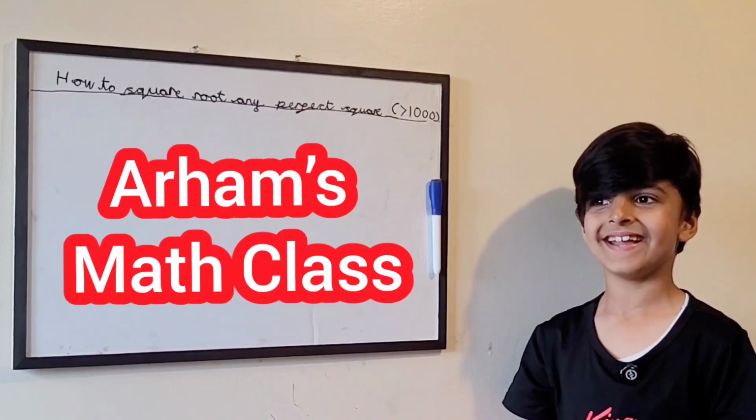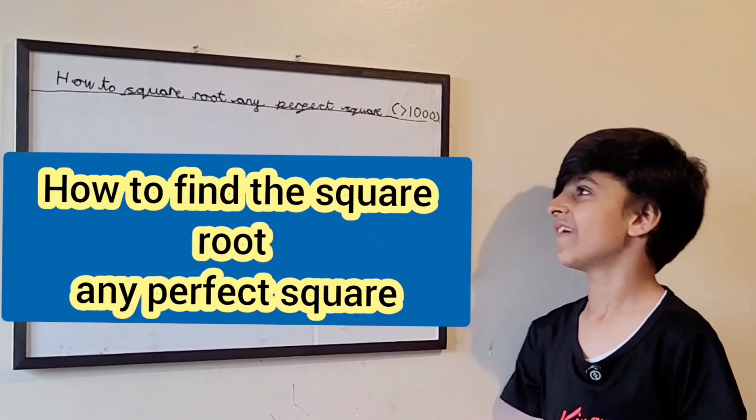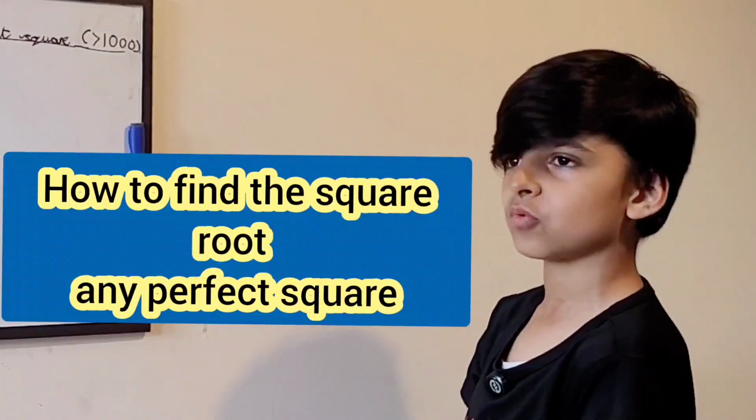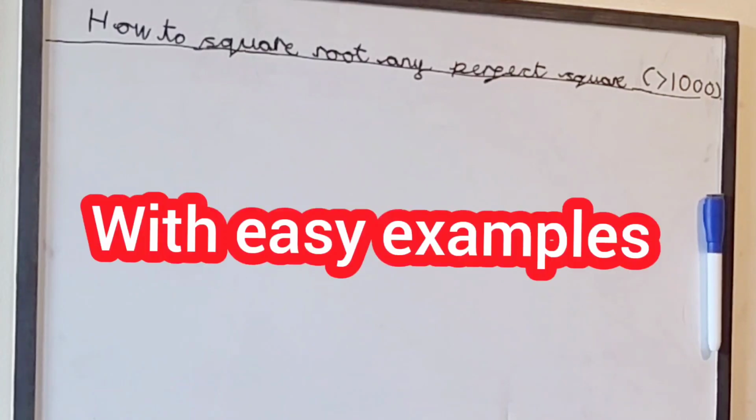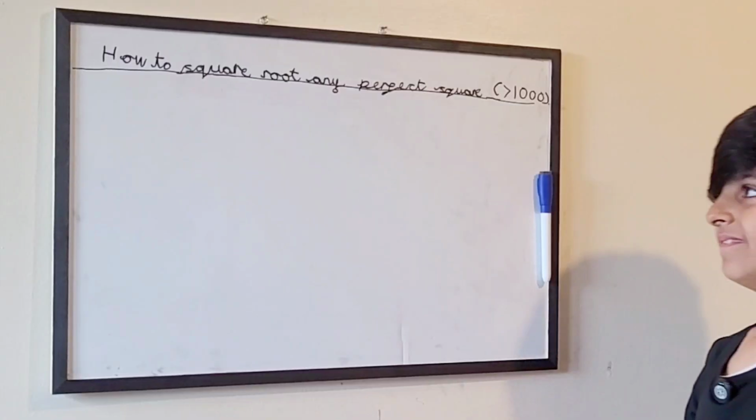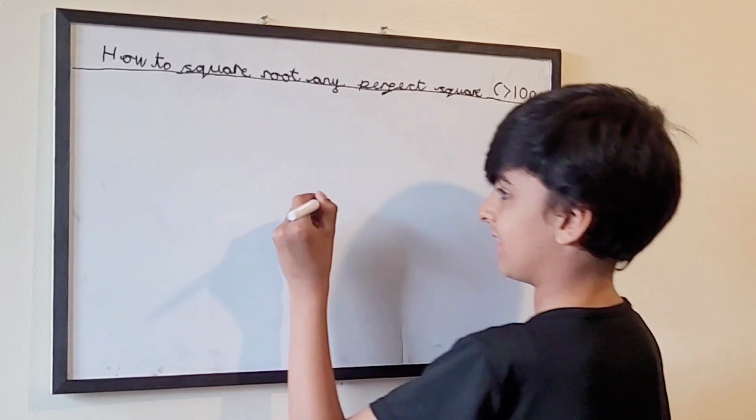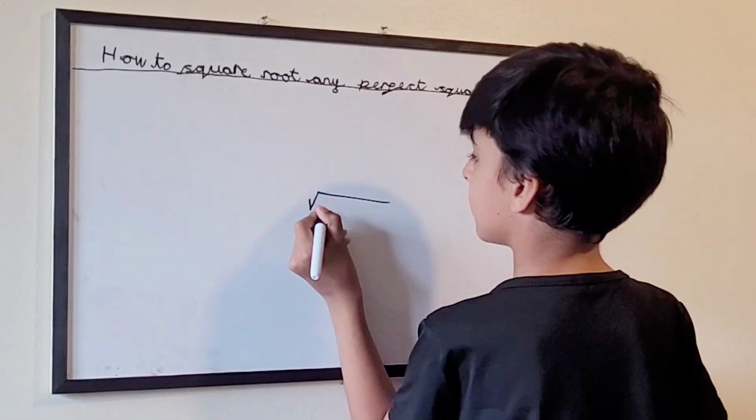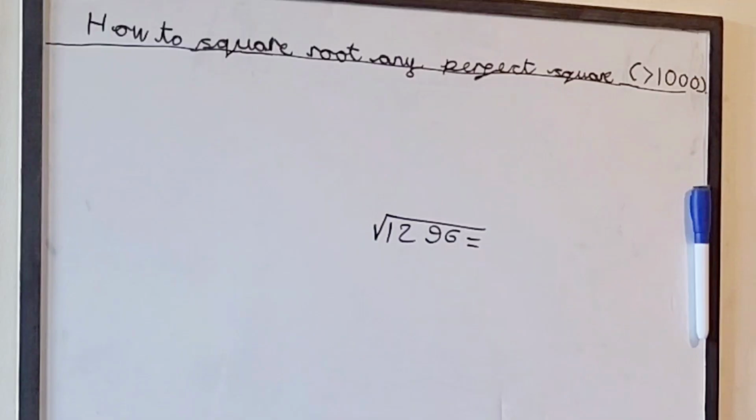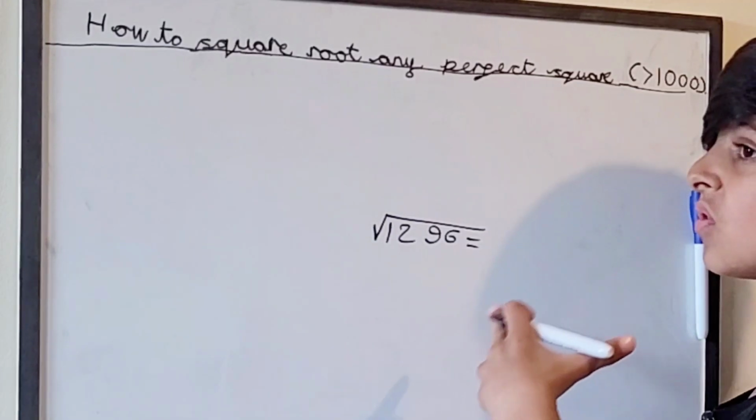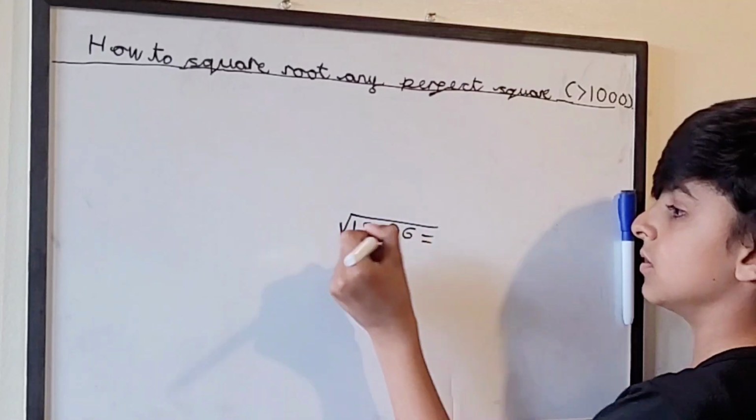Hi, and today I'm going to show you how to find the square root of any perfect square which is bigger than 1000. We'll do some easy examples. Let's start with the square root of 1296.